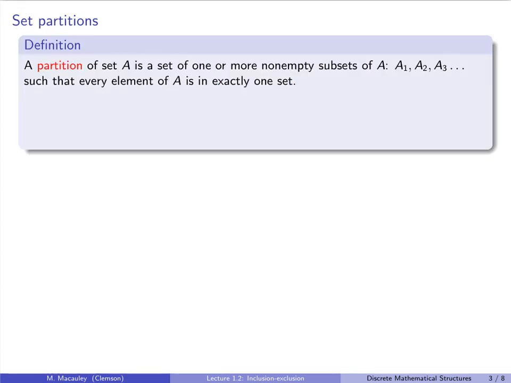Let's start with a definition. A partition of a set A is a set of one or more non-empty subsets of A. Let's call them A1, A2, A3, etc. There could be finitely many, or there could be infinitely many. But we require that every element in A is in exactly one set.